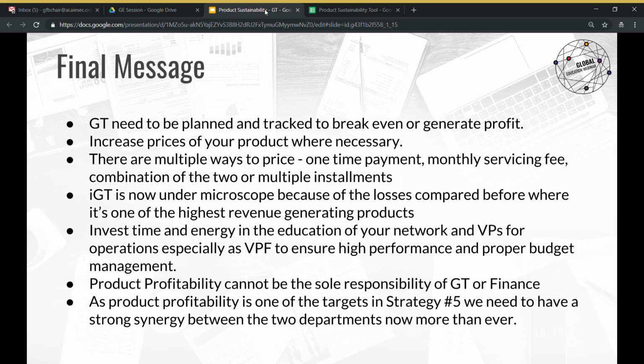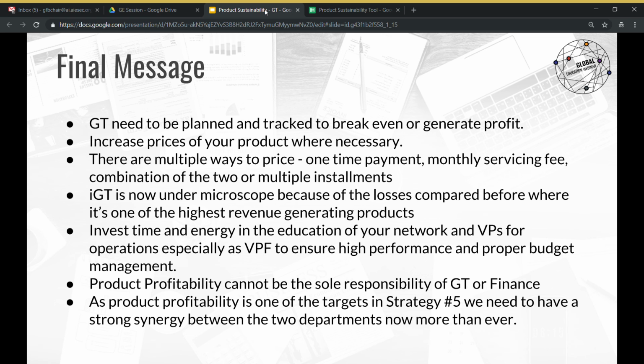IGT is now under the microscope because of the losses compared to before, because before it was one of the highest revenue generating products. As you remember, there is a negative 0.2 in terms of IGT level, but before it was a lot higher. And then invest time and energy in the education of your network entities for operations, especially as VPF, to ensure high performance and product budget management.